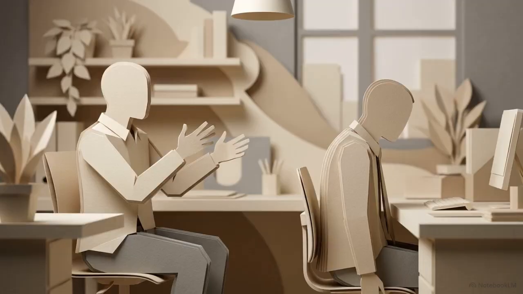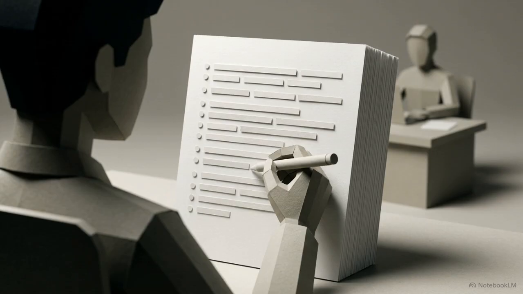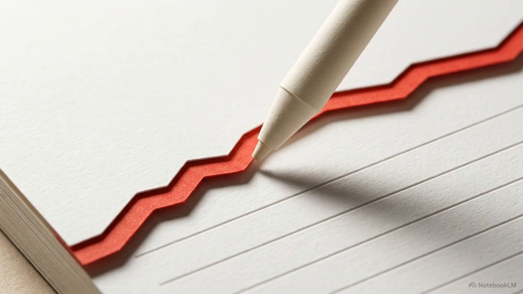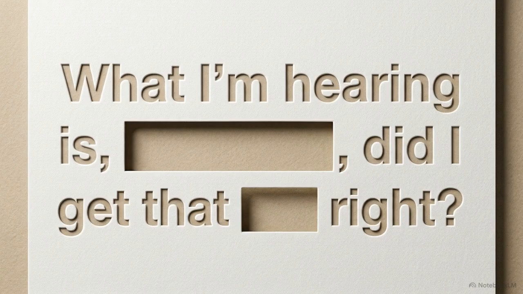Step 2 is scripting the loop. Most people engage in pseudo-listening, treating the other person's speaking time as a waiting period to build their own counterargument. To prevent this, write down this exact script on your paper. "What I'm hearing is, fill in their point," and end with, "Did I get that right?"